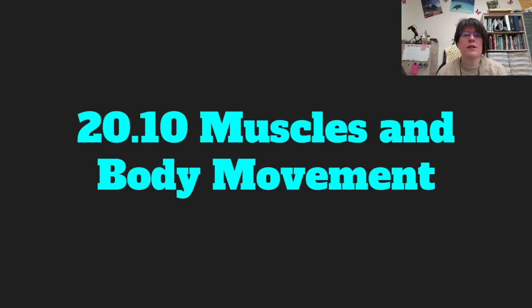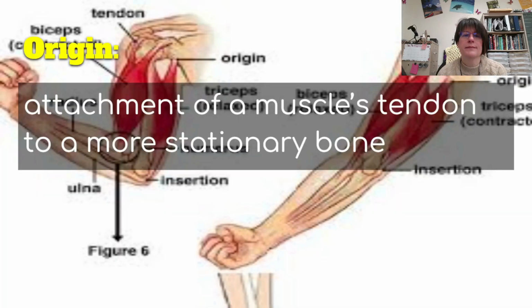So, let's talk about some muscles and body movement. On muscles, there is a spot on the muscle called the origin, and this is the attachment of a muscle or tendon to a more stationary bone. In the background, you see a picture of an arm, and in the arm, you have the humerus, which is the top bone, and you have the ulna down here with also the radius. Now, the origin attaches to the more stationary bone.